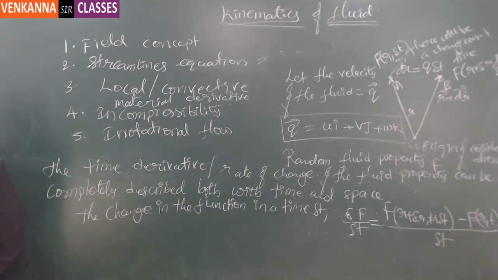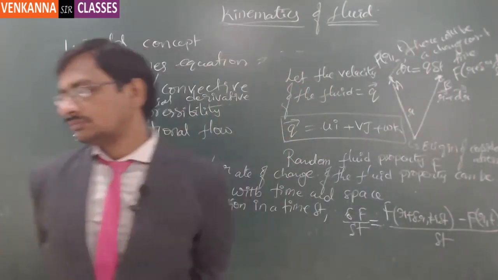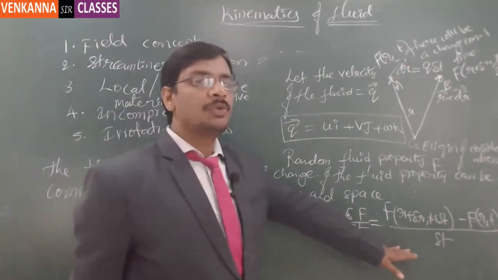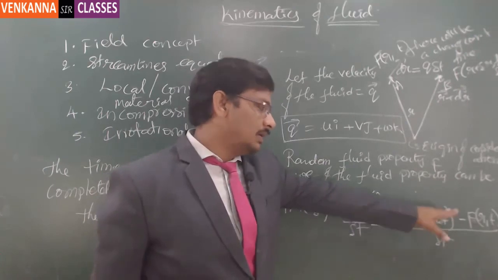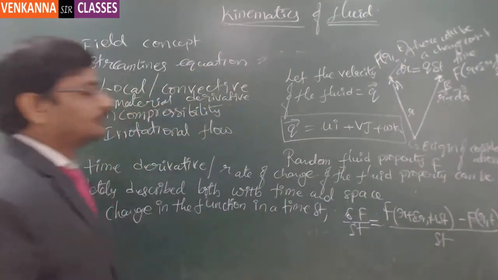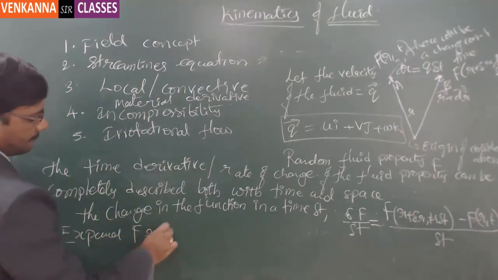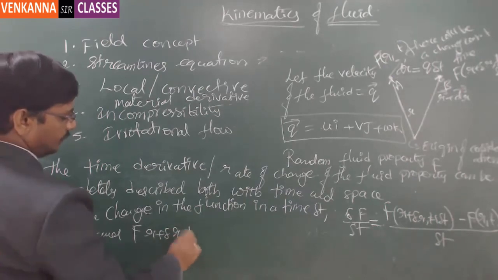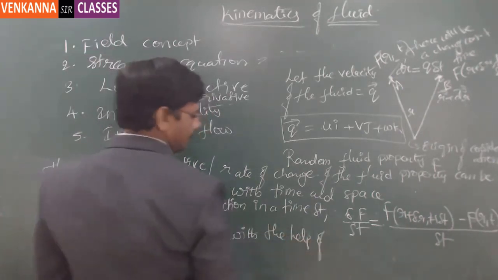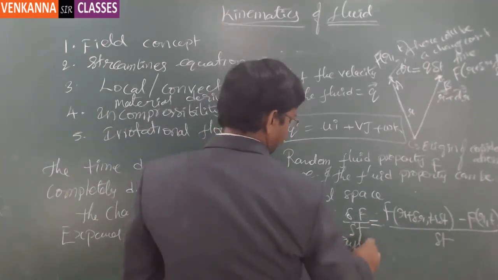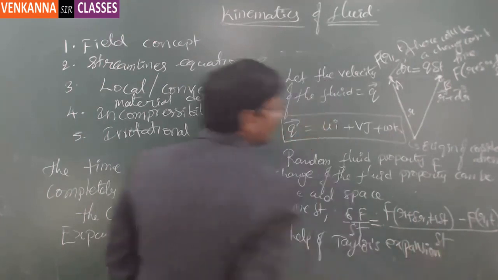Initially f of r comma t, it's not r comma delta t, delta t is the change, sorry, so r comma t. Got it? So when we proved the Cauchy-Riemann equations, this kind of thing came into the picture. Now here, f of r plus delta r and t plus delta t minus f of r comma t, we expand with the help of Taylor's expansion.